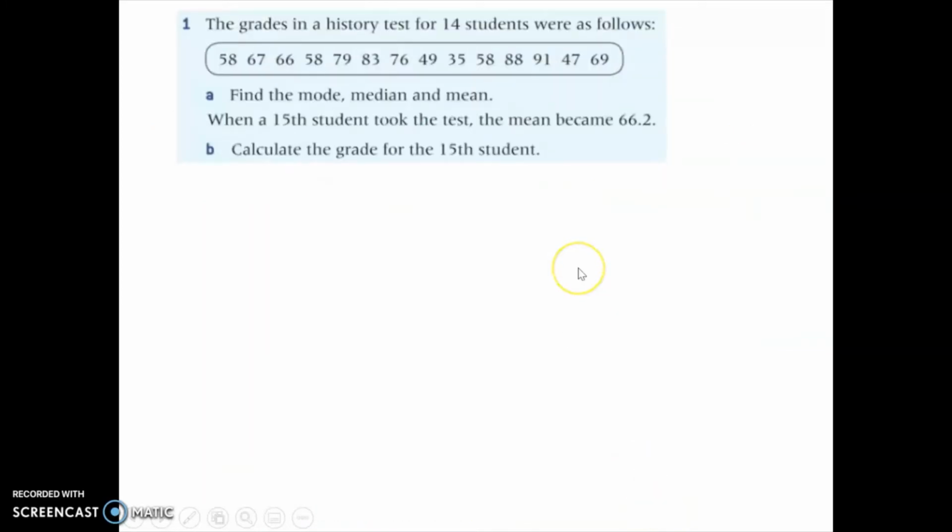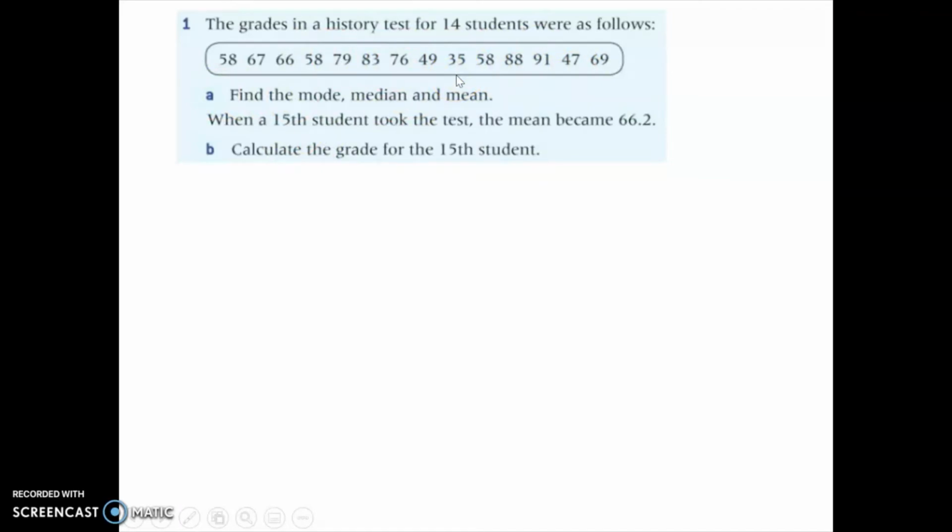All right, let's try this one. The grades in a history test for 14 students were as follows. Here they are. Find the mode, median, and mean. Okay, and then we'll try B after that. Concentrate on just finding the 3 measures of central tendency first.